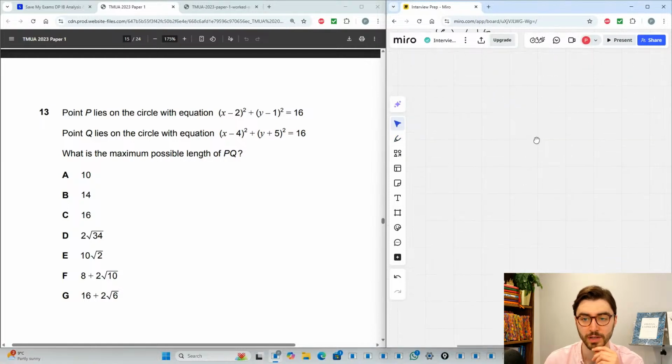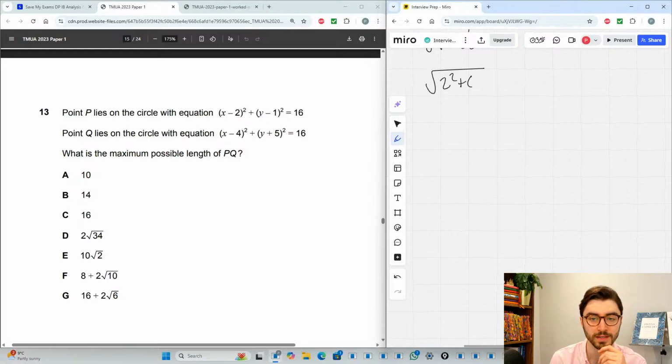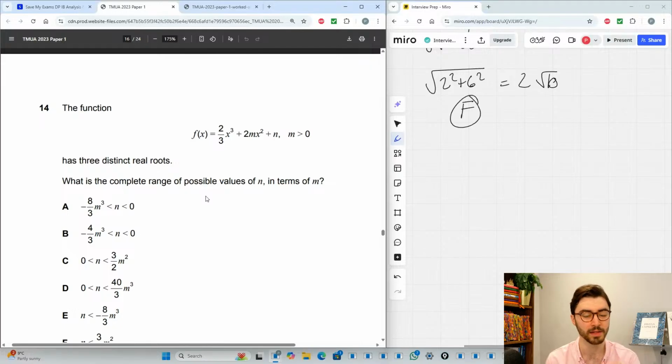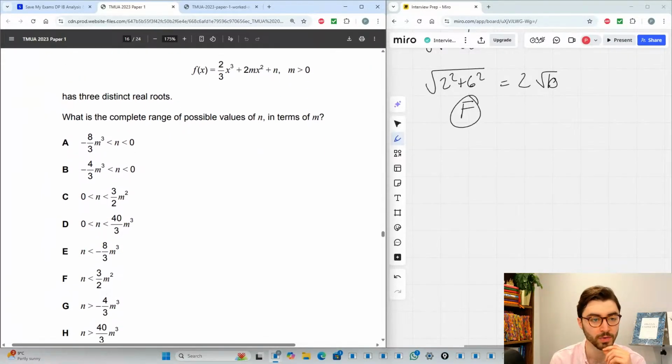Okay, apologies. Let me redo this. So the distance between the centers is the root of 2 squared plus 6 squared. So that's 36 plus 4 is 40, which is 2 root 10. And then I add the radius of 4 to both sides of that. So it is 8 plus 2 root 10, which is F. I'll get that redrawn to make it clearer in the analysis. But for now, I just want to put in a good run.